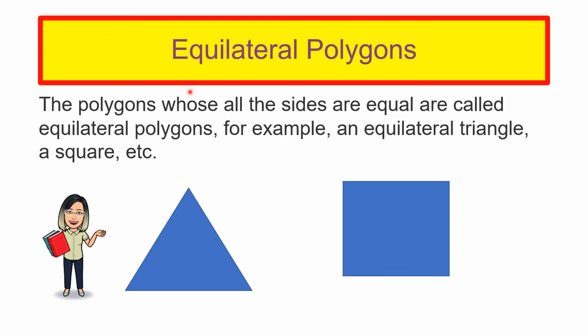Equilateral polygons. The polygons whose all the sides are equal are called equilateral polygons. For example, an equilateral triangle and a square. All the sides of an equilateral triangle are the same, therefore, this is an equilateral polygon. All the sides of the square are the same. Therefore, this is an equilateral polygon.